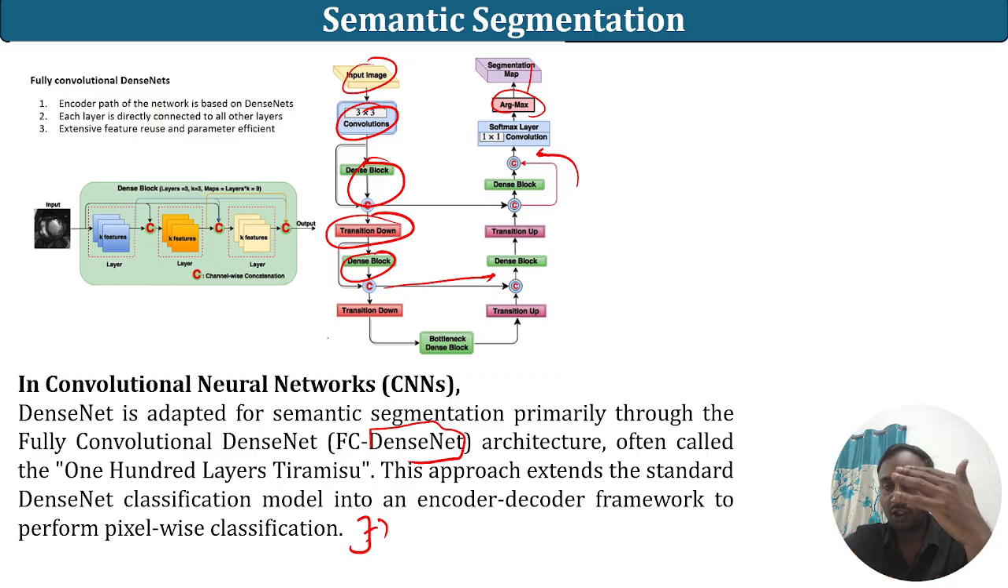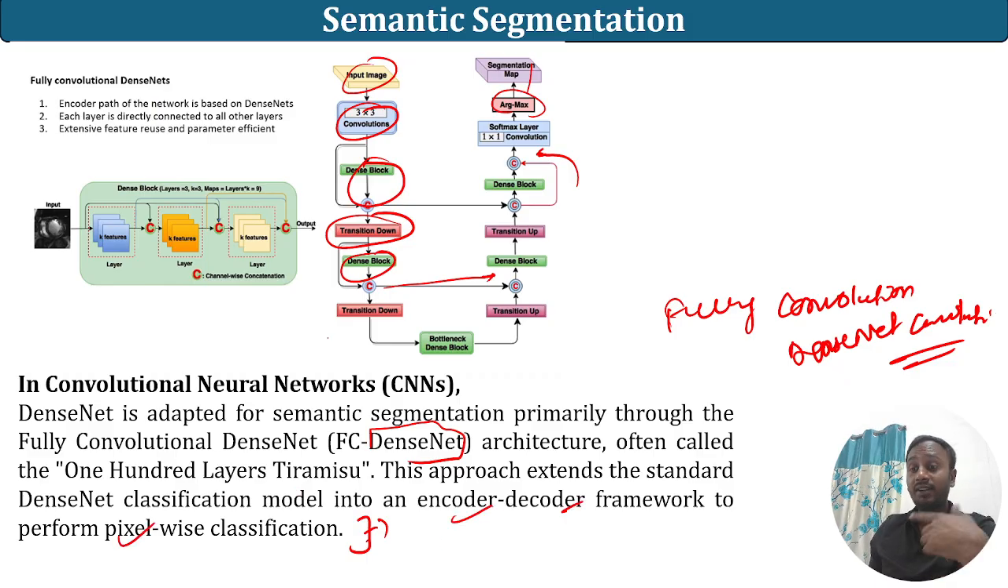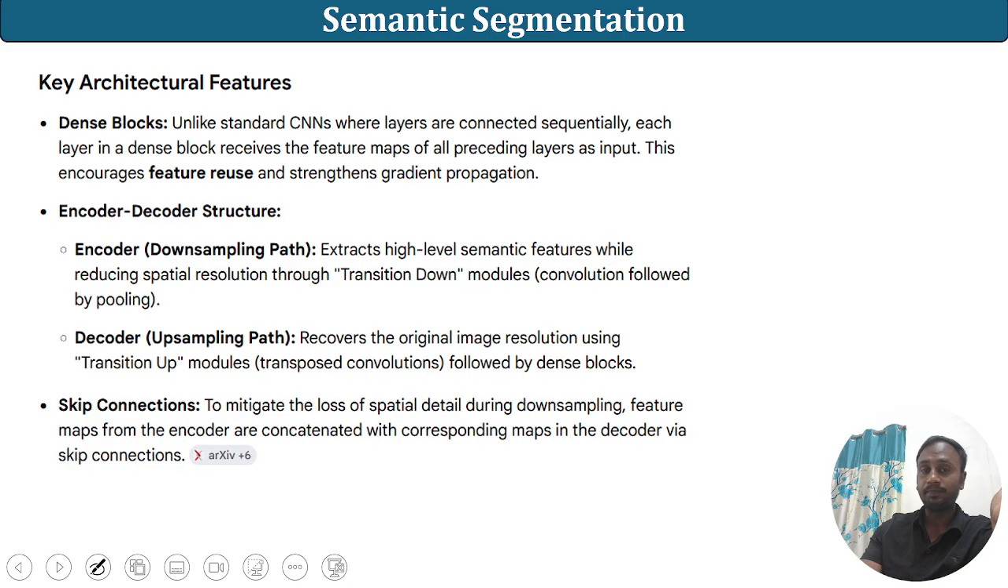If we are downsampling, it's a feature map. If you go with the dense block, we are going much deeper, based upon the pixel level. That's the whole idea of getting the Fully Convolutional DenseNet, FC-DenseNet. All things are the same, the encoder and so on, but we can get much more detailed pixel-wise information.